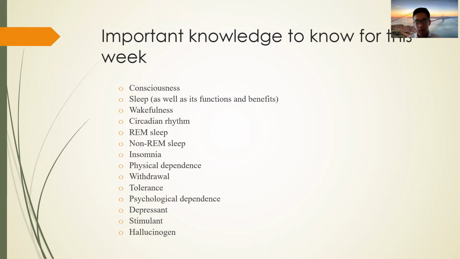And about substance use, we need to know physical dependence, psychological dependence, withdrawal, and tolerance, and we need to know there are three kinds of drugs: depressants, stimulants, and hallucinogens. Okay, so these are the important knowledge to know for this week.